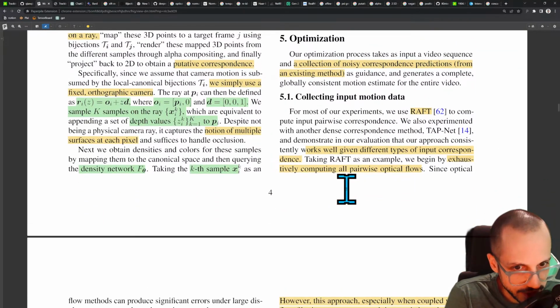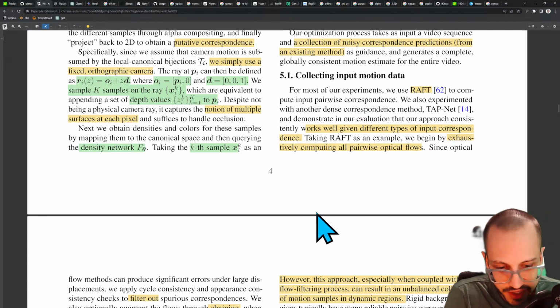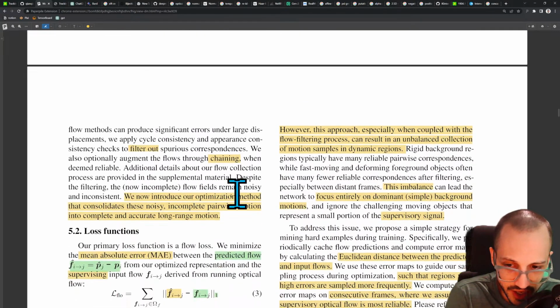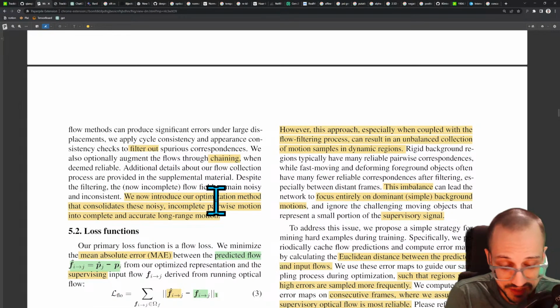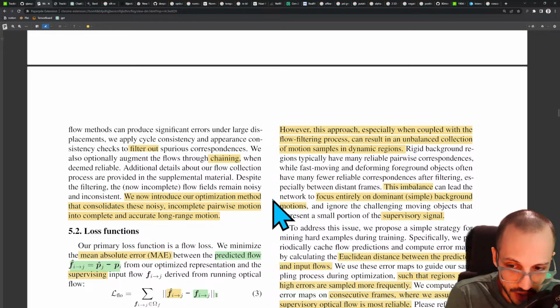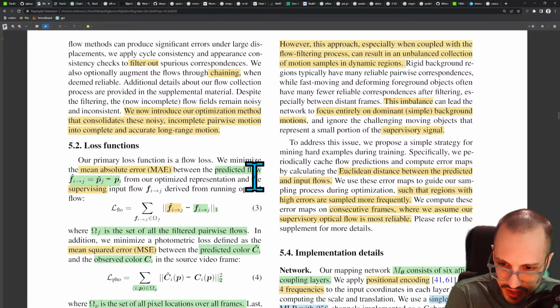One thing I didn't like is that they have to initialize their algorithm with the output of a previous approach. So they have to use an already existing flow estimation algorithm, in this case Raft, but they also try a couple other ones like TAP. They have to use a different one to even initialize and start this one. So I really think that they should call this a refining process rather than a motion estimation process. This is refining the output of a previous one.